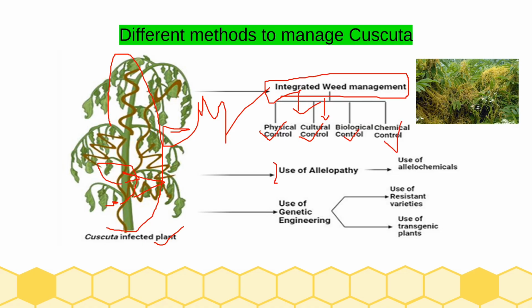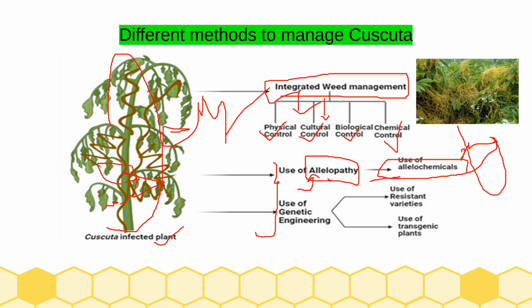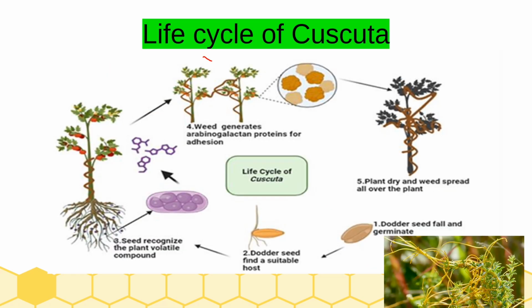The other two important aspects to control Cuscuta are the latest technologies and the use of allelopathy. Allelopathy means using a chemical released by a plant to kill another plant. For example, plant X releases a chemical. Those chemicals are called allelochemicals. This chemical will attack Y, say Cuscuta, and cause its death or control its growth. Another important current trend is the use of genetic engineering, meaning either resistant varieties or transgenic plants.